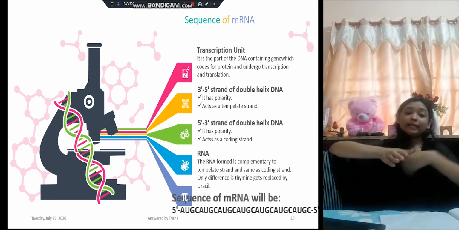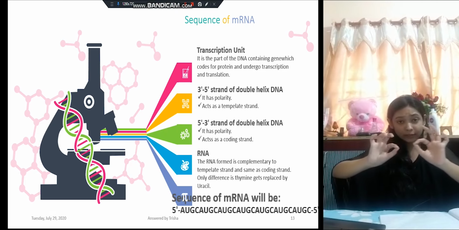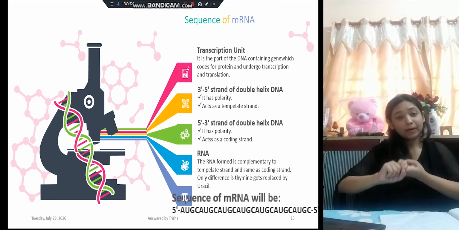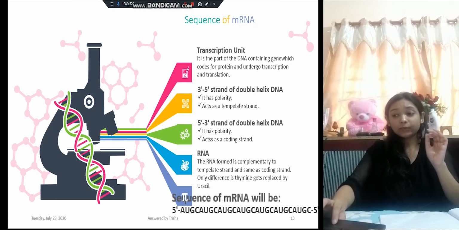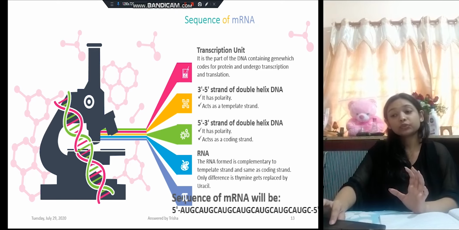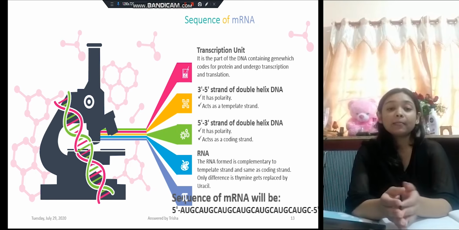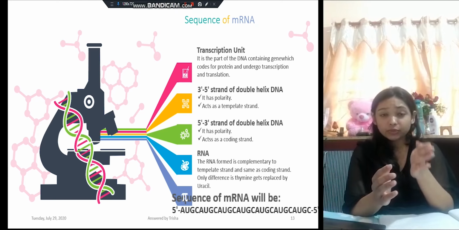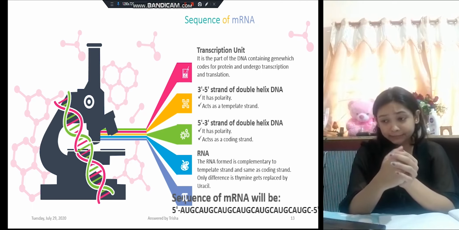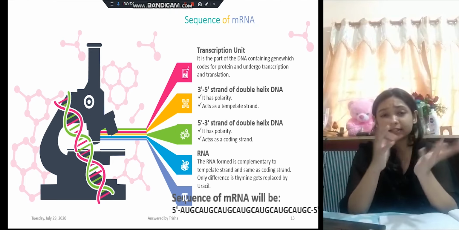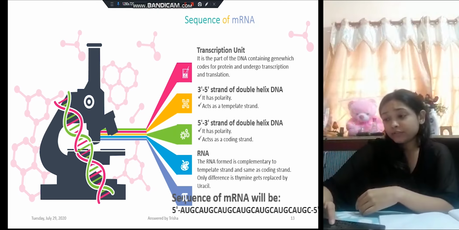So the template strand is complementary to both the RNA as well as the coding strand, which means that the nucleotide sequence on the coding strand and the mRNA will be the same. In the question, we have already been given the nucleotide sequence of the coding strand. So exactly that same sequence will be the sequence for the mRNA, the messenger RNA. On transcription, we basically have to find the sequence of the RNA formed, which is the same as the coding strand.